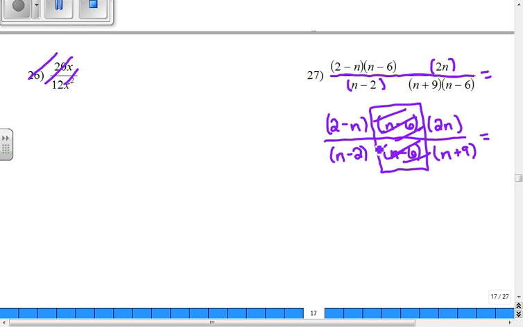Well, let's take a look at this 2 minus n and this n minus 2. So here we have a positive 2 and a negative n. Here we have a positive n and a negative 2. They're the same except for the signs. Well, let's factor out a sign from one of them. What do I mean by that? Well, I'm going to pull out negative 1. Negative 1 times 2 is negative 2. Negative 1 times negative n is positive n. I still have my 2n left.